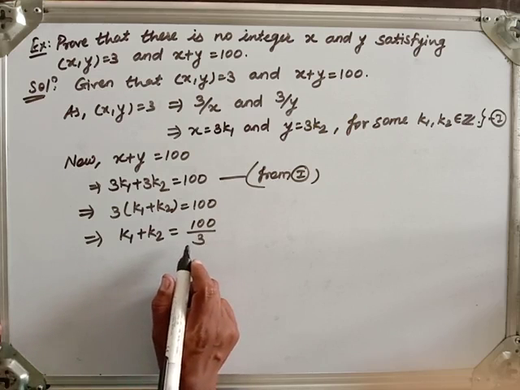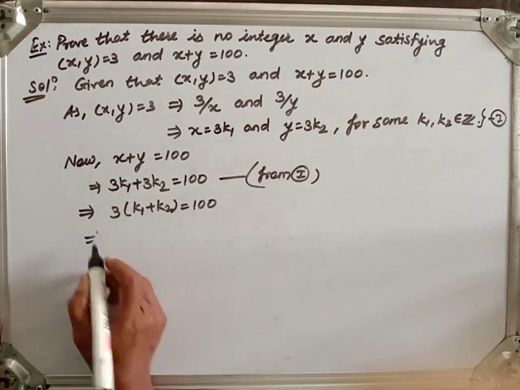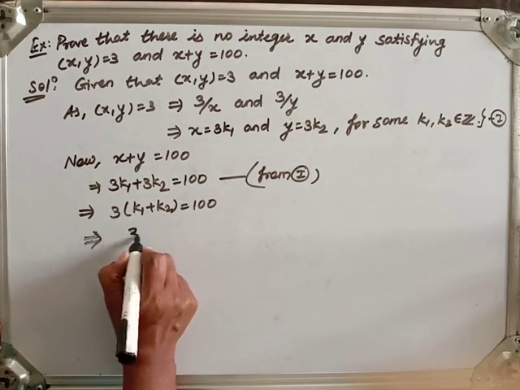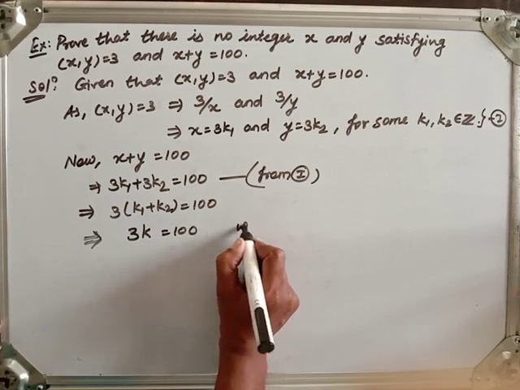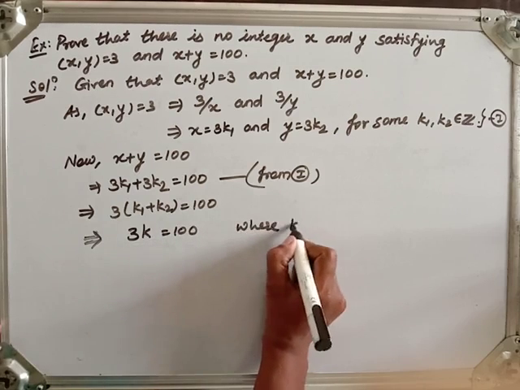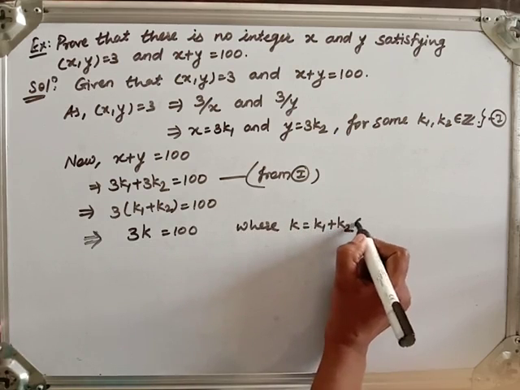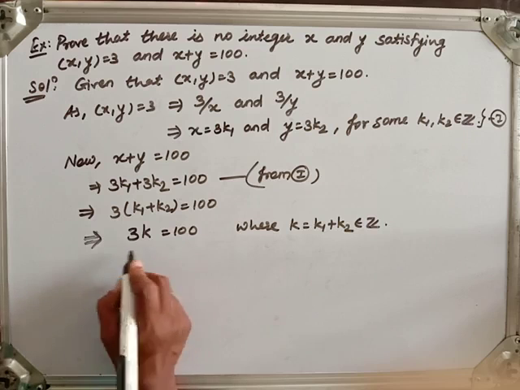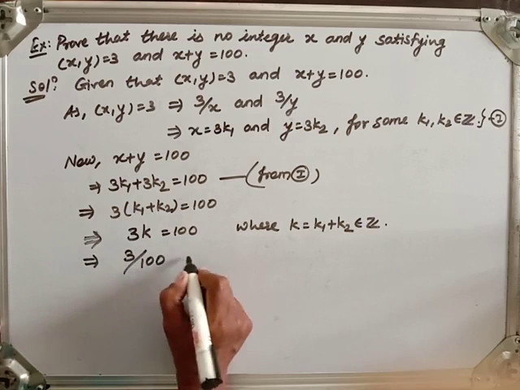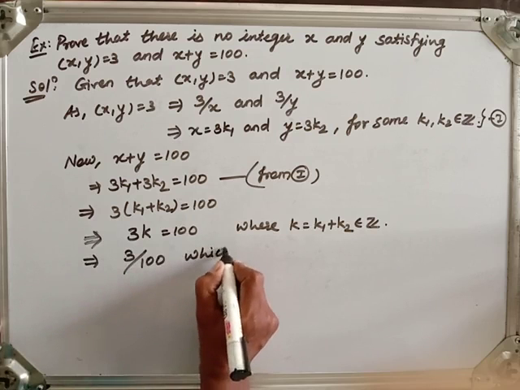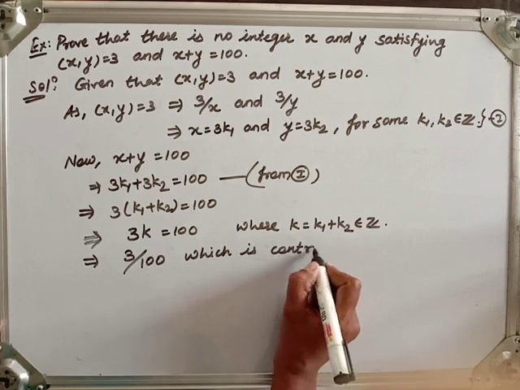Now from this, here we get 3 times k is equal to 100, where k is equal to k1 plus k2, and that belongs to Z. Now this says 3 divides 100, which is not possible, which is a contradiction.